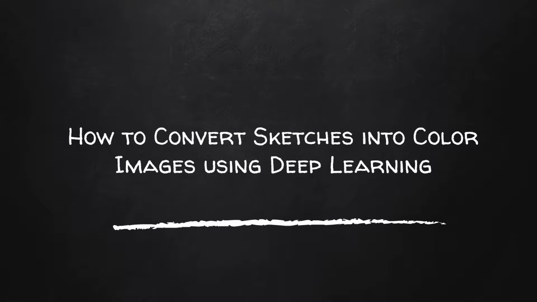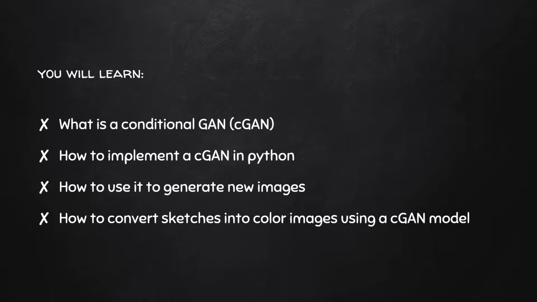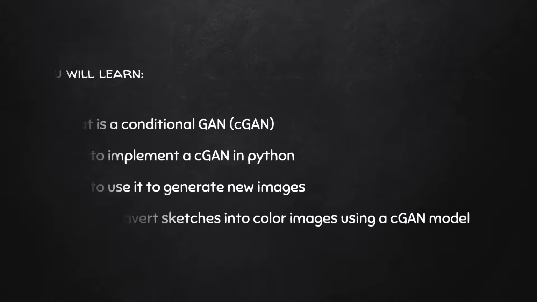How to convert sketches into color images using deep learning. If you have followed our previous lessons, you would be familiar with latent spaces and GANs. If not, you can check out our earlier lessons on these topics. In this lesson, you will learn about conditional GAN architecture. You will also be able to build one from scratch. After that, you will be able to apply the CGAN model on a fashion products data set for converting sketches of products into color images.